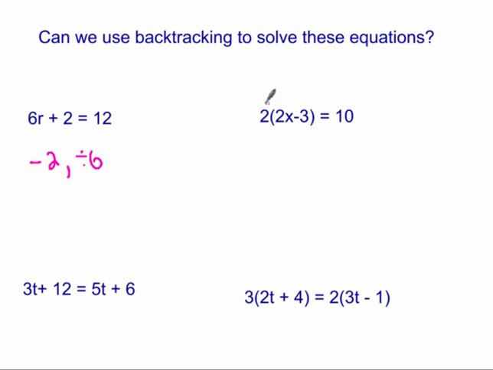In this one, we start on the outside. We would divide by 2, then we would add 3, and then we would divide by 2 again. So what about these? Can we backtrack on these equations?